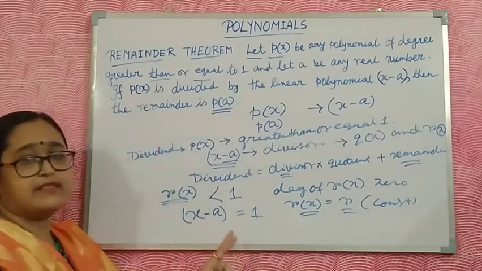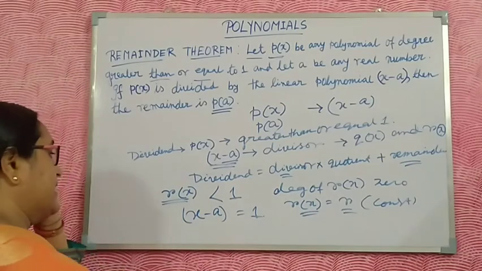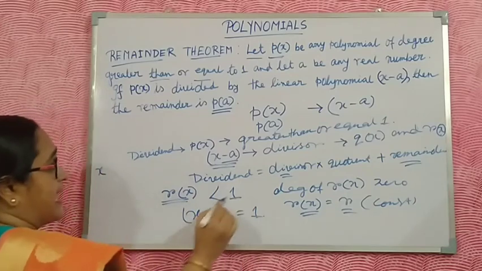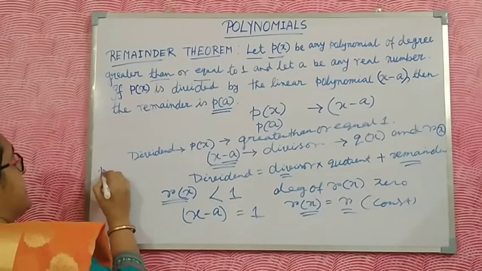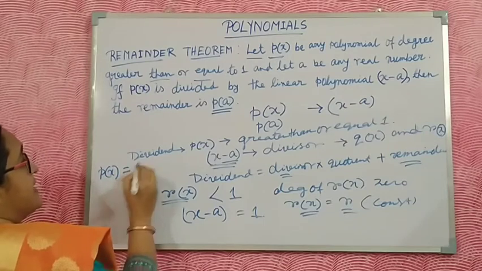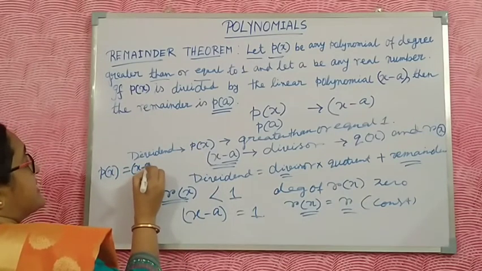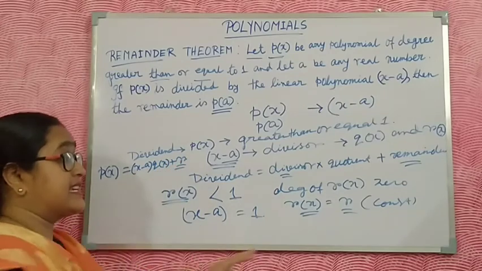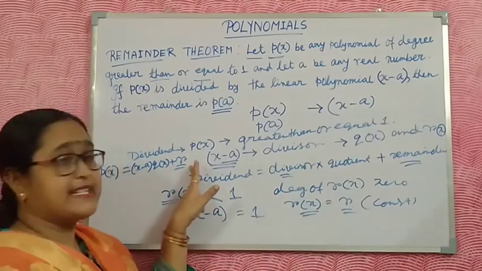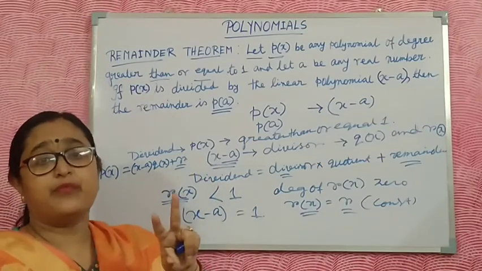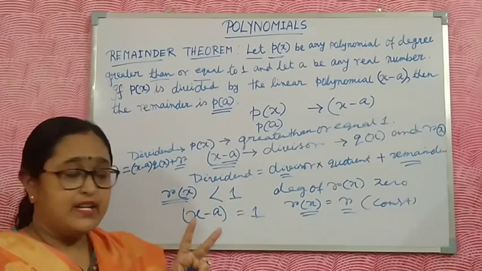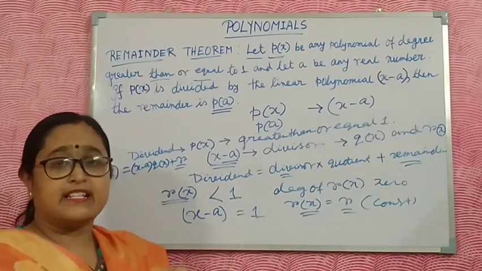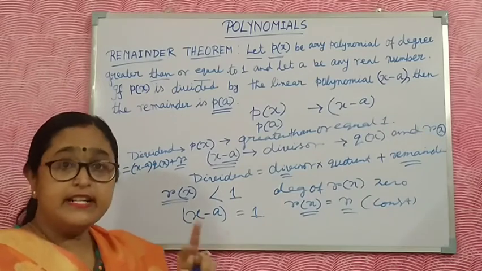Now I discuss one thing in particular. If I take here, P(x) is equal to x minus a into Q(x) plus r. Here r is the constant term, that's why I don't write x here, because the degree of r is less than 1. I divide this polynomial by the linear polynomial x minus a having degree 1.